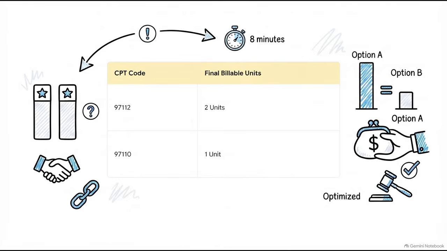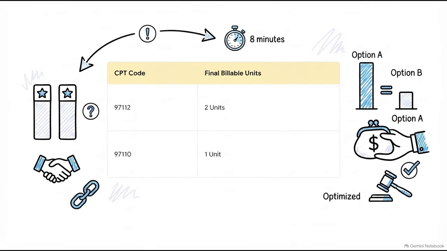Because the remainders are identical, either code can legally be billed for that third additional unit. You could go with option A, 2 units of 97112 and 1 unit of 97110. Or you could do option B, 1 unit of 97112 and 2 units of 97110.